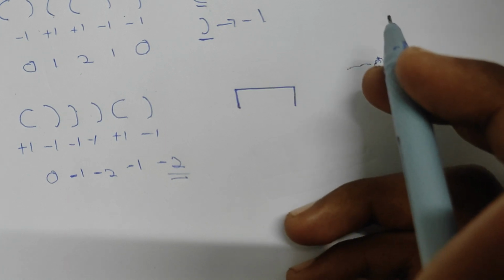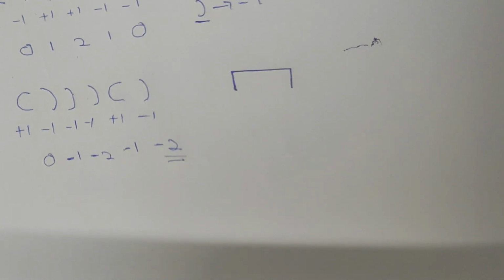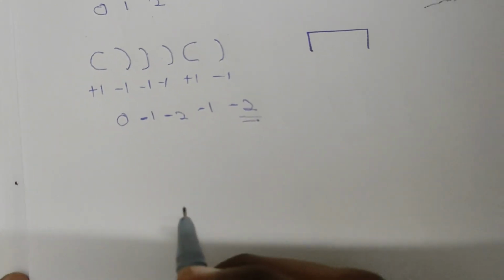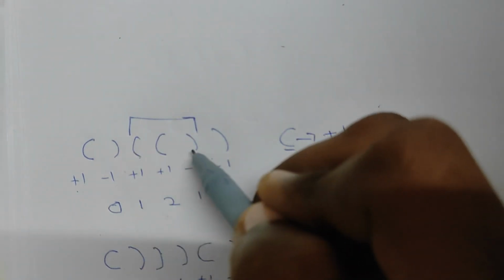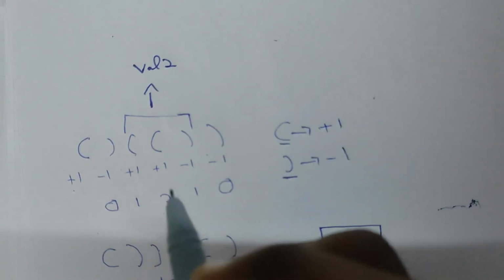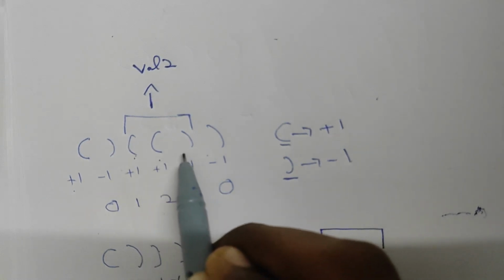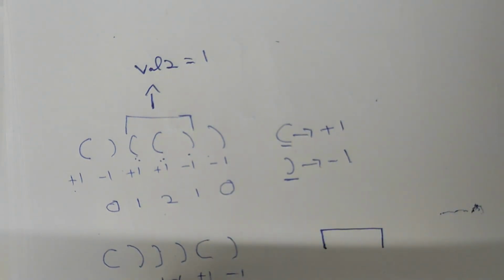In my solution, I will give you two observations. The first observation is that, suppose the value of this particular substring is called val2. So what will be the value for this substring? The value will be 1 plus 1 plus 1 plus 1 plus minus 1, so it will be equal to 1. For this particular substring, value 2 will be equal to 1.